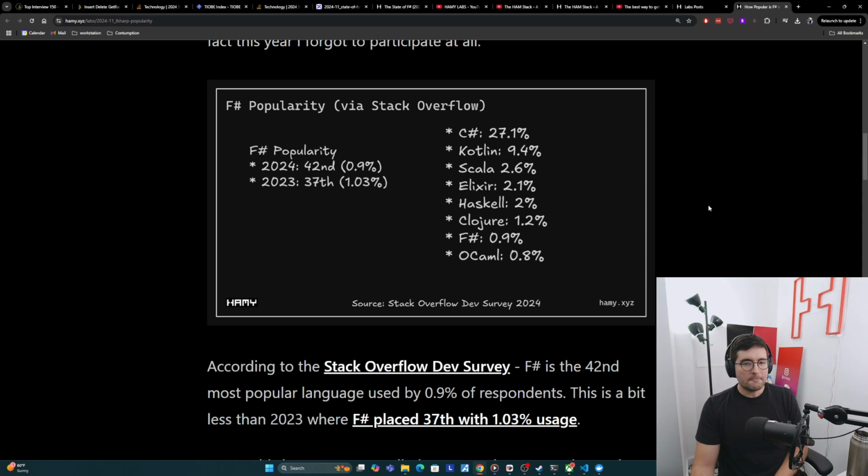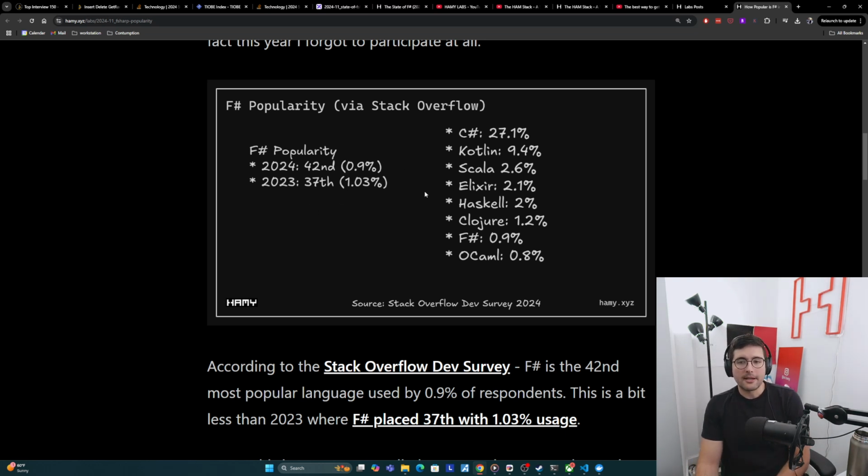Okay, and so here are the rankings. According to the Stack Overflow Dev Survey, F# is the 42nd most popular language, used by 0.9% of respondents. This is a bit less than 2023, where F# placed 37th with 1.03% usage. But again, this is almost a rounding error in terms of who's responding for F#. We have only a few respondents anyway. So me and a few of my friends not responding could be the difference between a lot of these percents. And so I've got it in picture form.